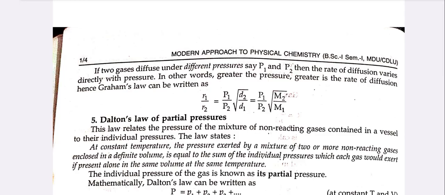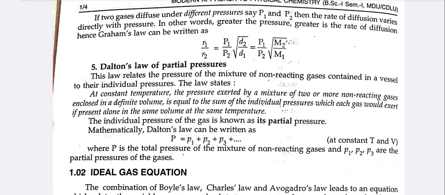Dalton's law of partial pressures. The law relates the pressure of a mixture of non-reacting gases contained in a vessel to their individual pressures. The law states that at constant temperature, the pressure exerted by a mixture of two or more non-reacting gases enclosed in a definite volume is equal to the sum of the individual pressures which each gas would exert if present alone in the same volume at the same temperature.